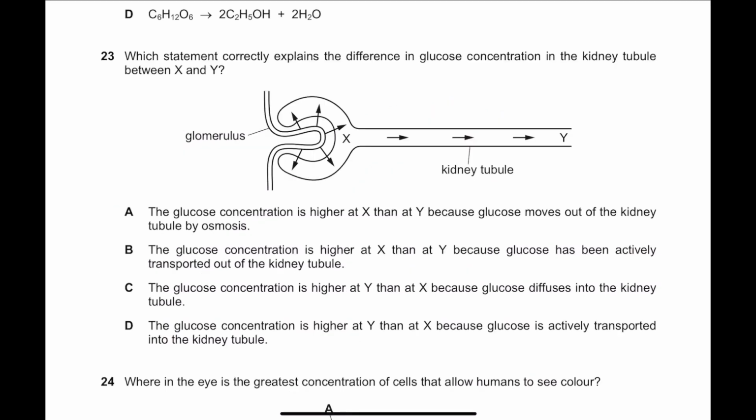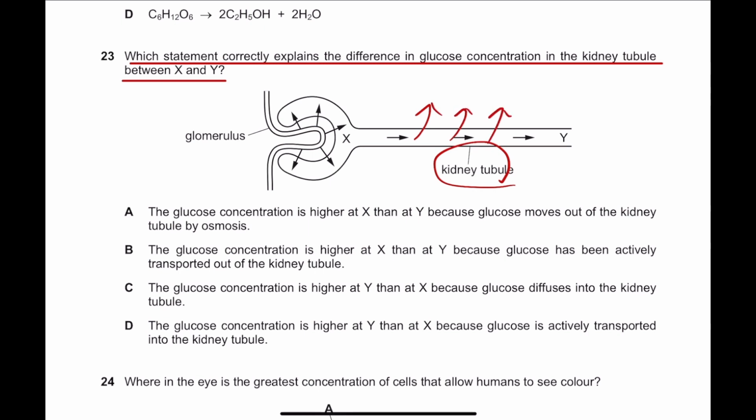Number 23. Which statement correctly explains the difference in concentration of glucose in the kidney tubule between X and Y? So if you look at X here and Y here, in between there's the kidney tubule. The kidney tubule reabsorbs what is needed for the body, and our body loves glucose. When the kidney tries to reabsorb the glucose molecules, they do that even if we have a lot of glucose in our body. So even if the glucose concentration is high in our body and relatively low in the kidney, they reabsorb them using active transport. Okay?